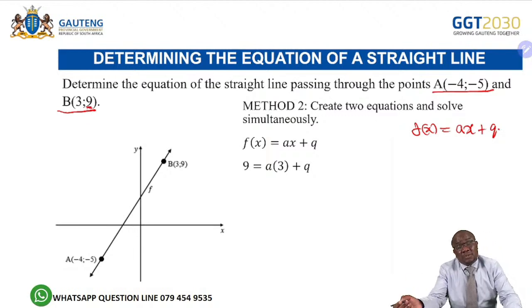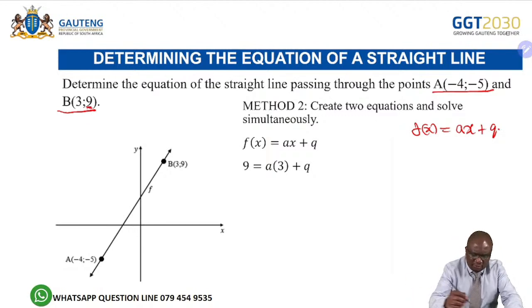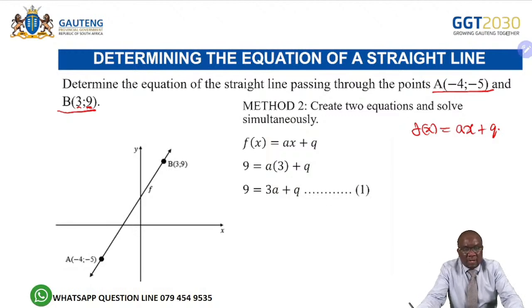Don't worry, if you started with the A, it's still okay. It's fine. We're going to get the same answer. So where there's x, we put 3. Where there's y, we put 9. And then it's going to be like this. And then we have our equation 1. So it can be equation 2 for you. It's still okay. That order does not matter.